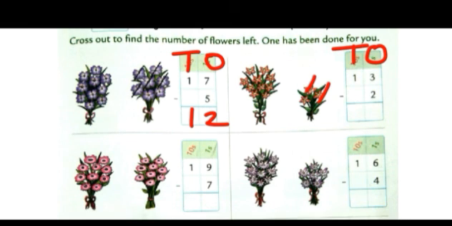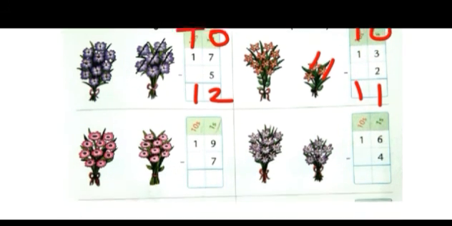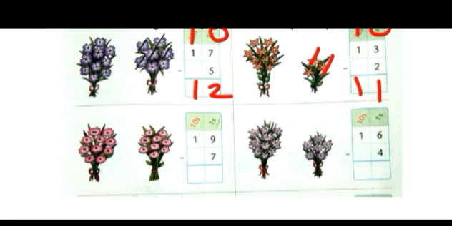So in the ones, 3 and 2 is given. 3 minus 2 is how much? 1. And now subtract the tens. And in the tens only 1 is there. So that 1 will come as it is. So that means total 11 flowers are left. Okay. See the third one.